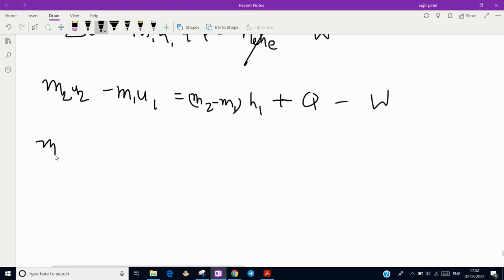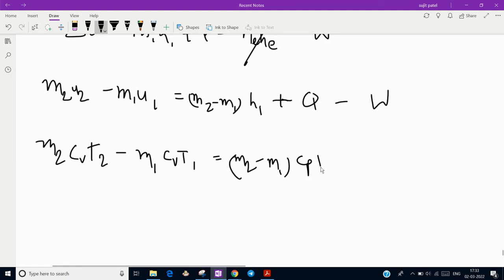Now M2 U2 is Cv into T2, we know what U is, and M1 U1 is Cv into T1, equal to M2 minus M1 into H, which is Cp into T1, plus Q minus W. Okay, so we have all the values.